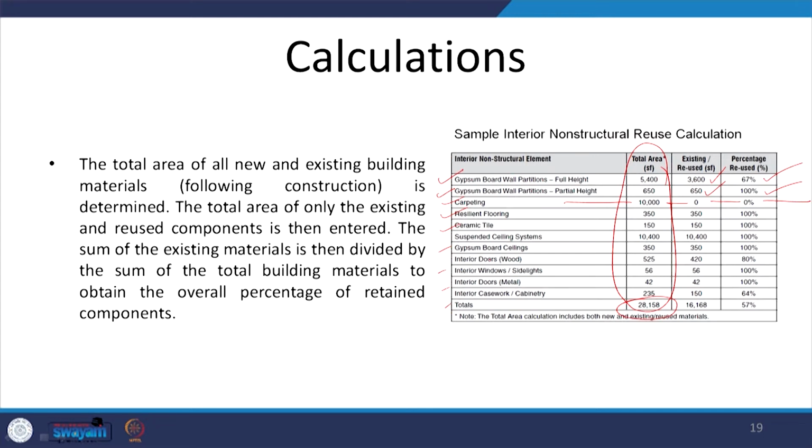Now, irrespective of what the cost of each of these components is, it is only based upon the total area and not upon the value or the cost of each of these components. So, we see that some of the elements could be retained 100%, while some of the elements could not be retained at all, could not be reused at all. Part of them have been retained, used partly, and overall when we calculate, it is 57% of the interior non-structural reuse. So, which clearly proves that it is complying with the criteria.